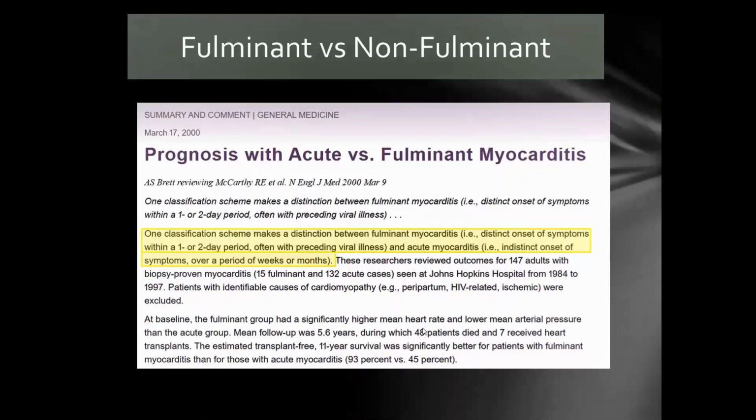As far as definition, they talk about myocarditis in terms of being fulminant or non-fulminant, or in some cases acute. It's a fairly old article, but basically they're saying that the classification scheme makes a distinction between fulminant, which means a distinct onset of symptoms which are rapid within a 1 or 2 day period. Generally, when they check histology, it's tied to a virus. And acute myocarditis means they've had indistinct symptoms. So in this case, they're calling non-fulminant acute, and it's something that's progressive that's come on and on over a period of time.